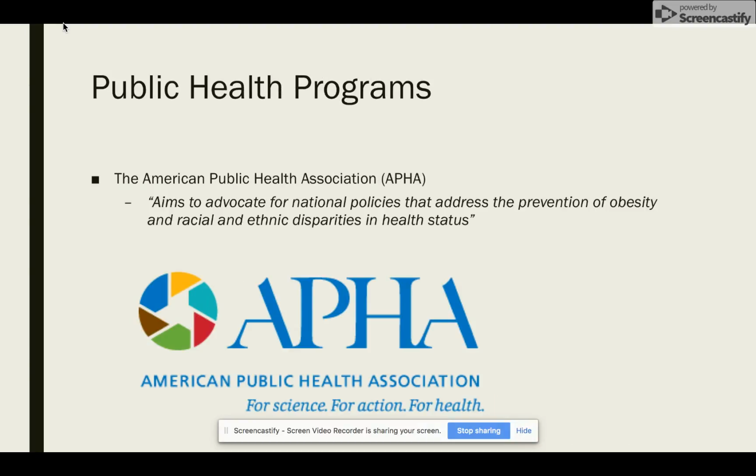A couple of programs that I looked at were based on what stood out to me as risk factors. One was the American Public Health Association, or APHA, which aims to advocate for national policies that address the prevention of obesity and racial and ethnic disparities in health status. Obesity is a large factor in the risk for diabetes. It's linked to food security and access to healthy foods, which is influenced by federal subsidy policies, meaning a change in these policies could potentially mitigate rising chronic disease rates.